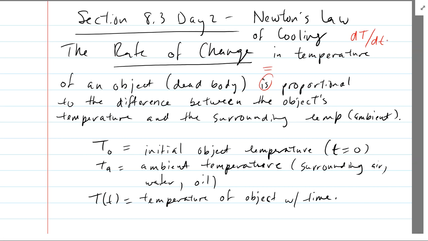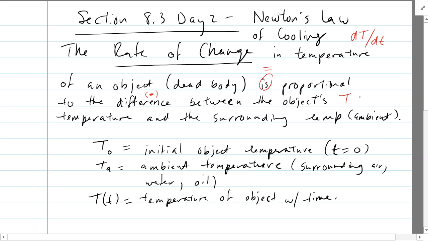Difference. What's a difference? It means minus. We're going to subtract. So when we talk about the difference between the object's temperature, that's T, right? That's the object. And generally, that's supposed to be initial.